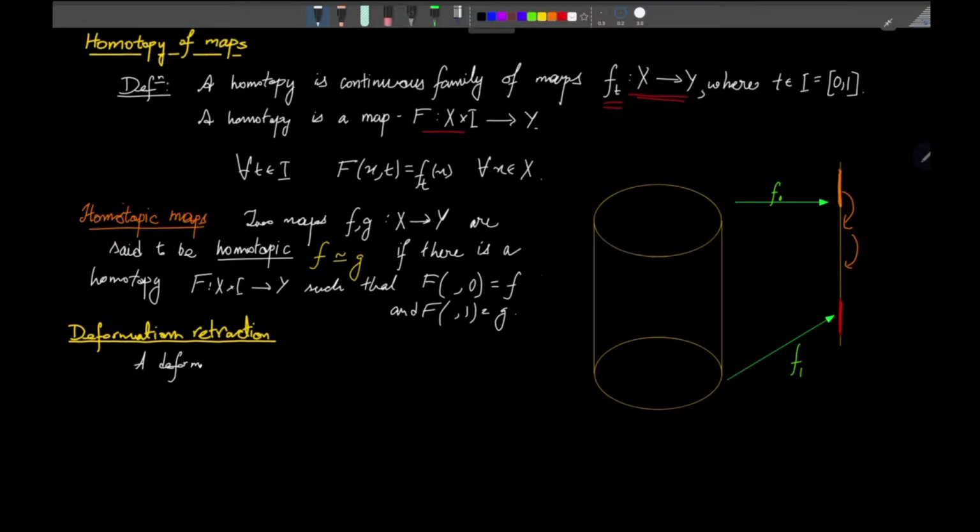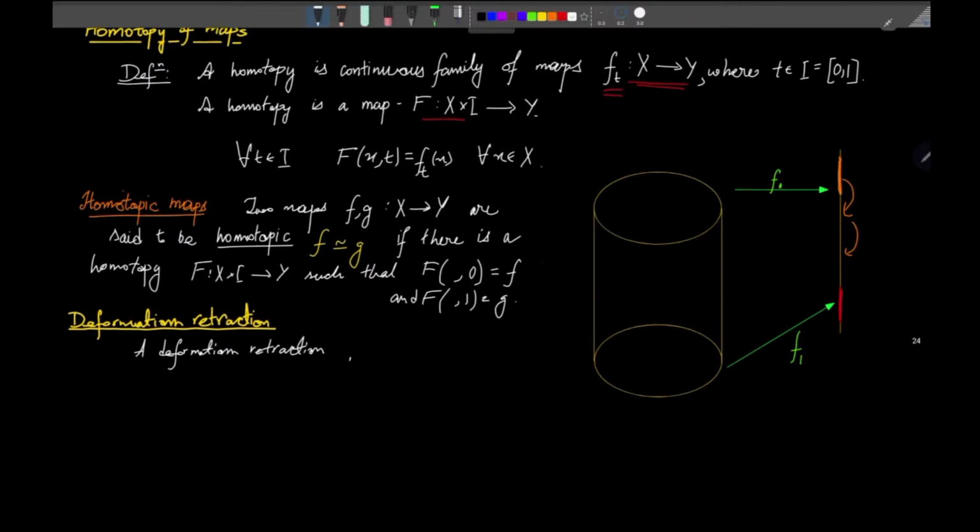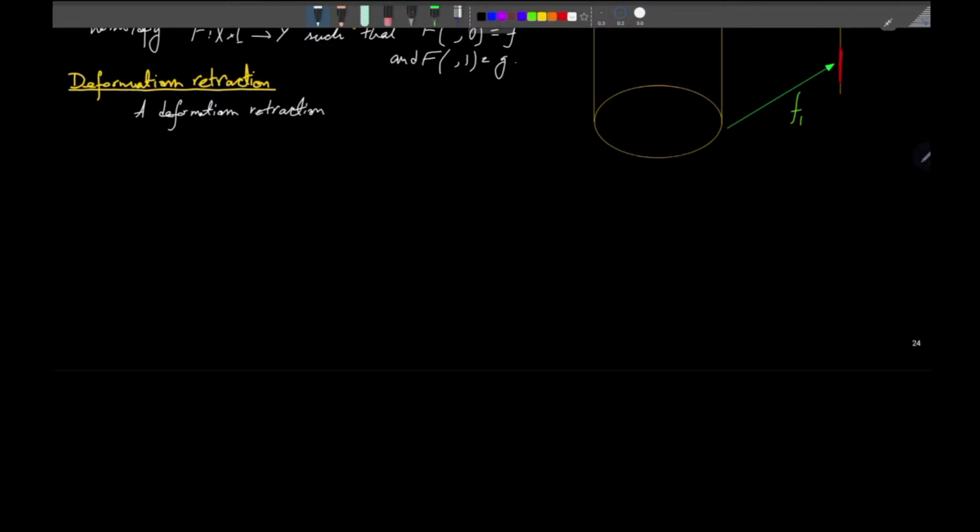So, time to define the deformation retraction. A deformation retraction is a homotopy between the identity map and any retraction. We will define all of what those things mean in terms of one thing itself. A deformation retraction is a homotopy F, again from X cross I, but now the codomain is also X itself. So a deformation retraction is basically a deformation of a space onto a subspace of itself. That's why the codomain is the same space X.